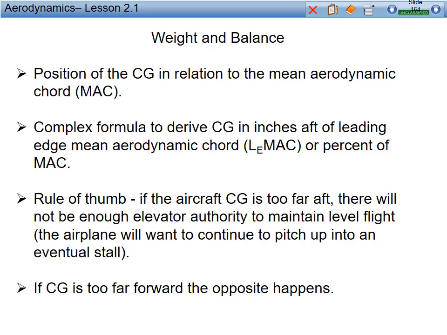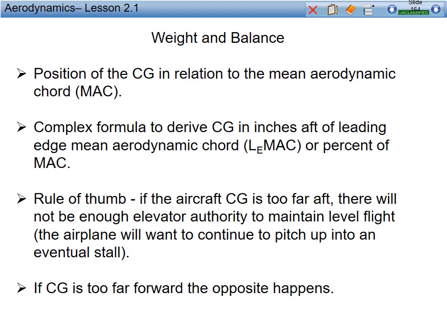A weight and balance must be conducted prior to every flight. The position of the CG in relation to the mean aerodynamic chord determines the weight and balance of that aircraft. Complex formulas to derive the CG in inches aft of the leading edge of the mean aerodynamic chord, or percent of the mean aerodynamic chord, are used to determine the stability of the aircraft.